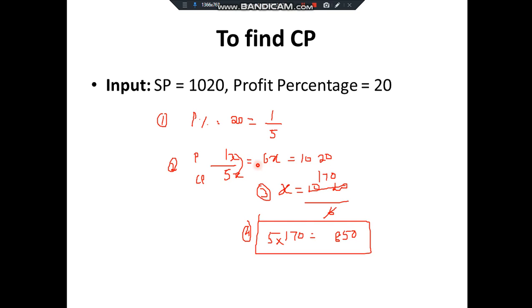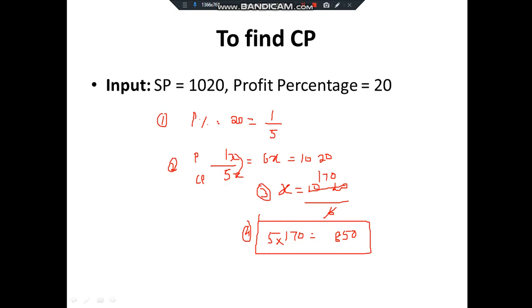And we already know selling price is given as 1020. So equate both. 6x is equal to 1020. So on substituting, you get x is equal to 170. Okay, now we have found the value of x alone. Now our question is to find cost price, which is 5x, we know, right? So 5 into 170, which is 850.